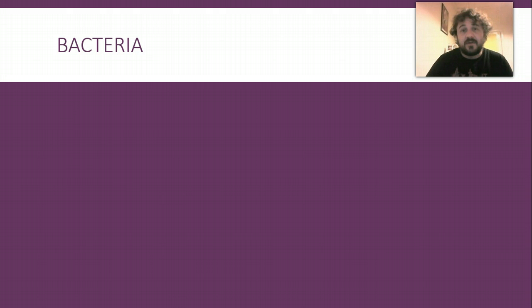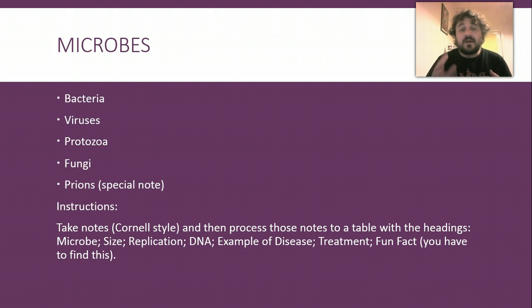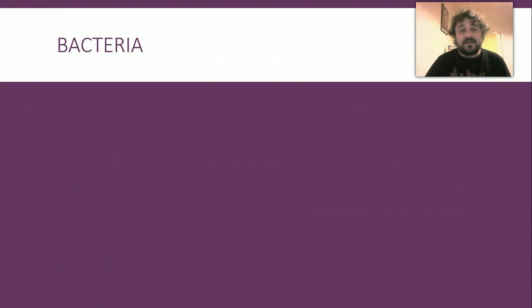All right. So you're going to take notes Cornell style. Then you're going to process these notes at the end into a table with the headings: microbe, size, replication, DNA, example of disease, treatment, and a fun fact that you're going to find on the internet yourself. All right, so bacteria.